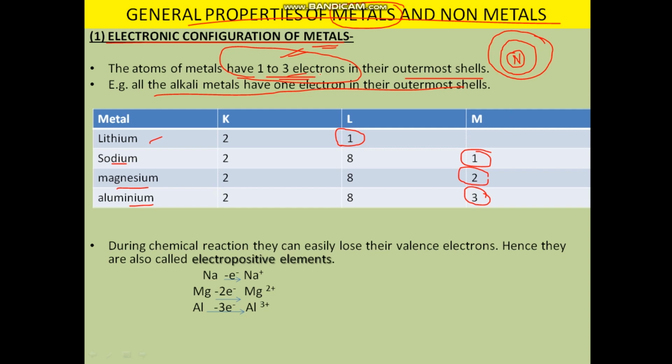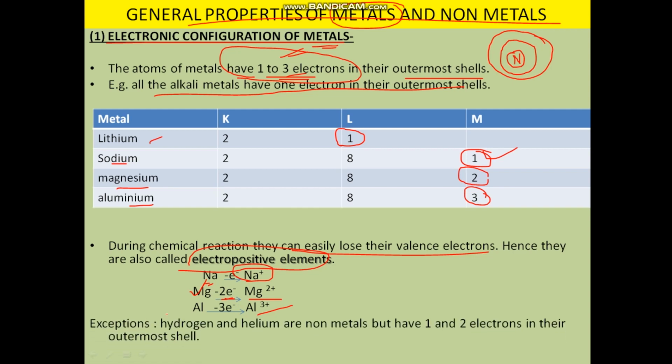These 1 to 3 electrons, they can easily lose these valence electrons. Hence, they are known as electropositive elements. Like sodium. Sodium has 1 electron in its outermost shell. So after losing it, it is becoming Na+. So it is electropositive. Similarly, magnesium is losing 2 electrons and becoming Mg2+ ion. Similarly, aluminium is also an electropositive element because they can lose their electrons easily.